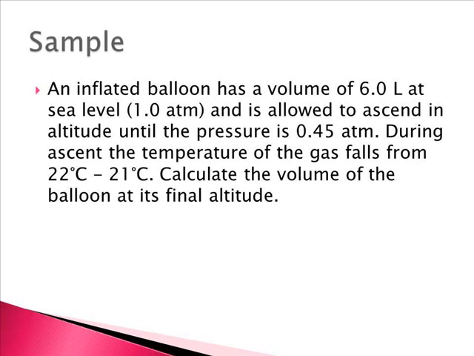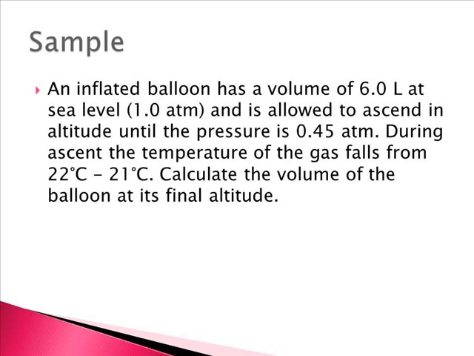All right, we have another sample problem here. Let's see which law we're going to use. An inflated balloon has a volume of 6 liters at sea level, which is 1 atmosphere, and is allowed to ascend until the pressure is 0.45 atmospheres. We have something changing. We're going to use the combined gas law. During ascent, the temperature falls from 22 to 21 degrees Celsius. Okay, first we need to change those to Kelvin. Calculate the volume of the balloon at its final altitude.